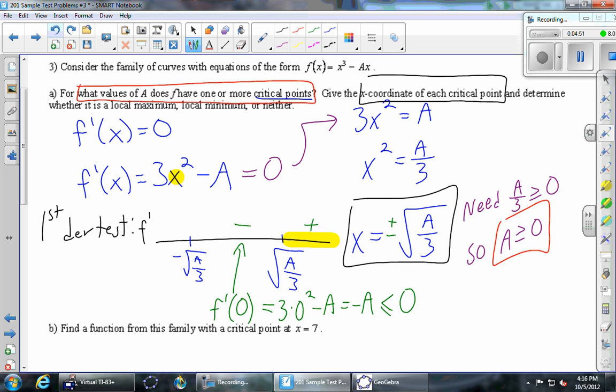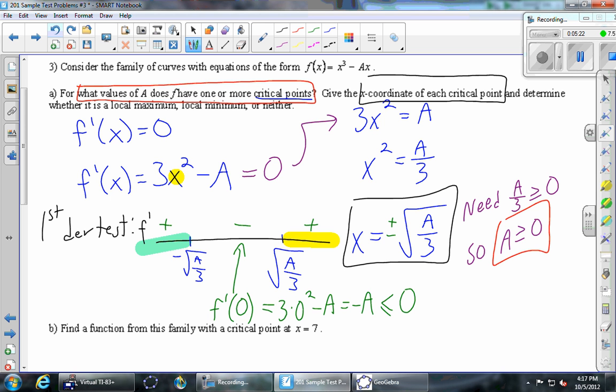And then finally, if we pick a number way out here to the left, we're going to pick something super, super big negative and plug it into the derivative. So 3 times x squared, even though x is negative, when we square it, it's going to be positive, and it will be huge. And then subtract a, and maybe a is huge, but again, I think we can pick an x big enough to dwarf the a that's sitting there waiting to be subtracted. So I feel pretty good putting a plus sign out there.